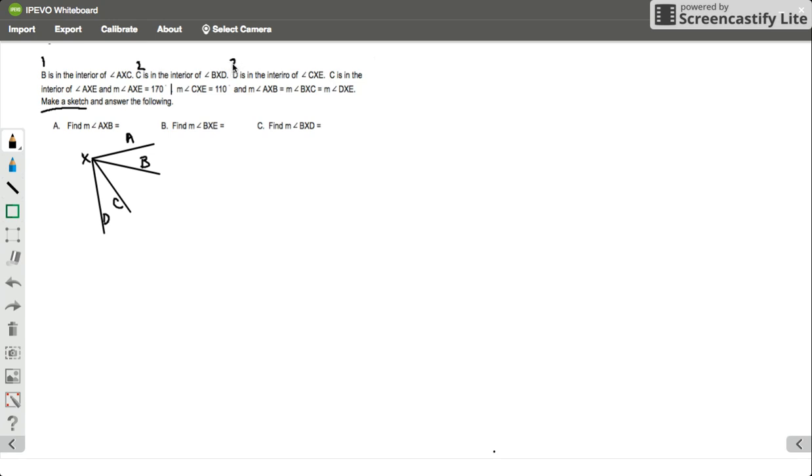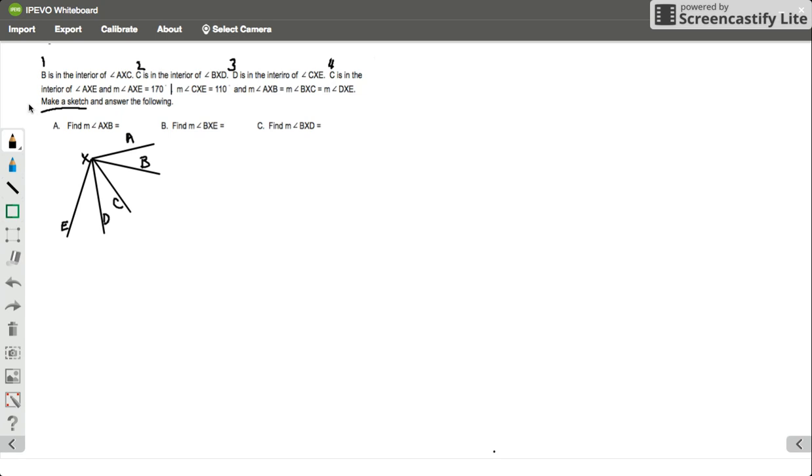So our third piece of the description is about point D is in the interior of CXE. We have our C, X, and D, so we need to do another ray for point E. And then our fourth piece that's described is that C is in the interior of AXE. Well, here's our C, and here's our AXE, and it is in the interior.